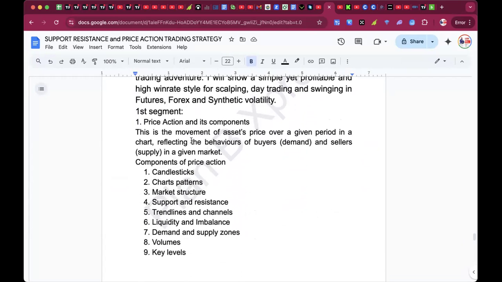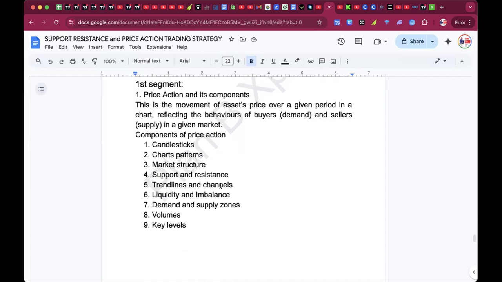So let's go. The first segment is about price action and its components. So simply put, what is price action? Price action simply means the movement of asset price over a given period in a chart, reflecting the behavior of buyers and sellers in a given market. That's what price action is all about. It has many components, but I limit it to these: candlestick, chart patterns, market structure, support and resistance, trend lines and channels, liquidity and imbalance, demand and supply zones, volumes and key levels. Some of those things are interwoven.